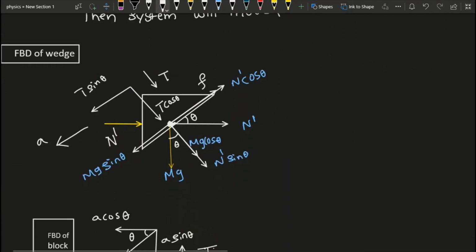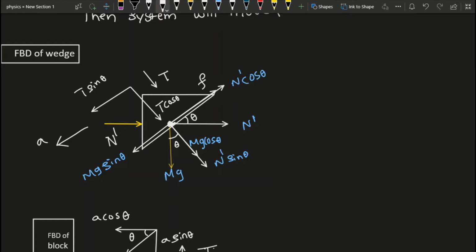This is the contact force N dash that is acting on the wedge. You can clearly see I have represented that contact force with a yellow color arrow, and I have resolved it into N dash cos theta and N dash sin theta, and the weight is also already resolved. And if you talk about the tension, the pulley is attached to the wedge, so automatically the tension forces are acting in this way, T cos theta and T sin theta, and on the other side we also have T. So these are the forces acting on the wedge at this instant.